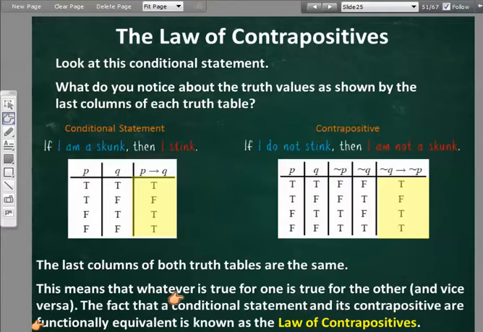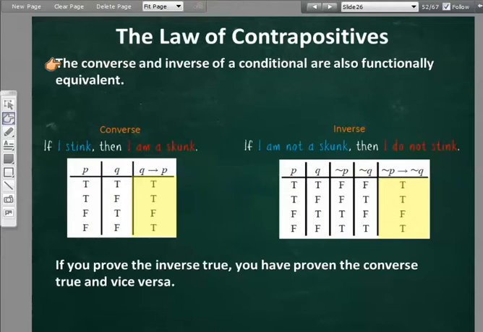So on the test, they're going to ask you to explain the law of contrapositives. You're just going to say that their truth values are the same. They're exactly alike. So the converse and inverse of a conditional are also functionally equivalent. If I look at the last column of a converse and compare it to the inverse, the truth values are the same. So if you prove the inverse is true, you've also proven that the converse is true and vice versa.